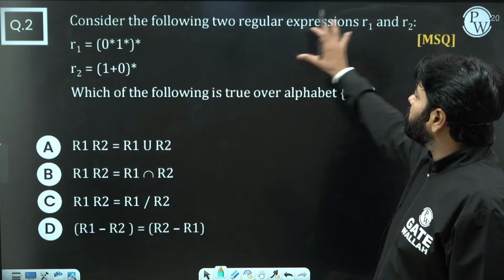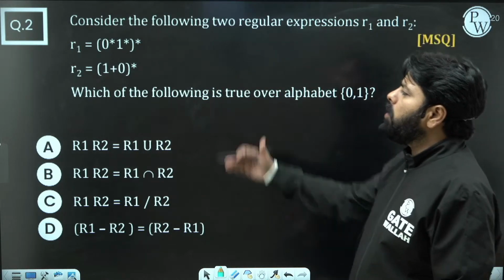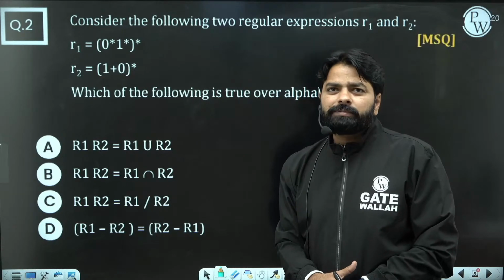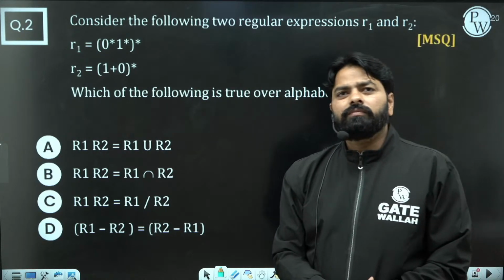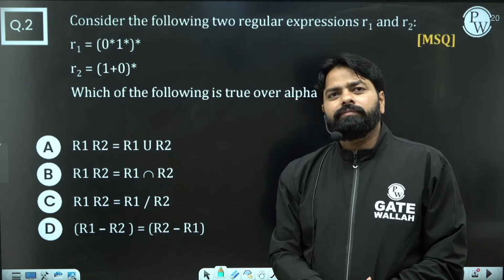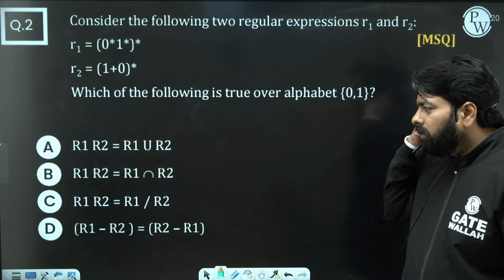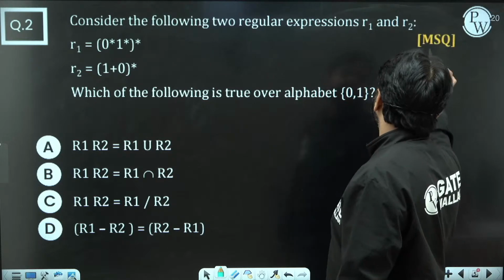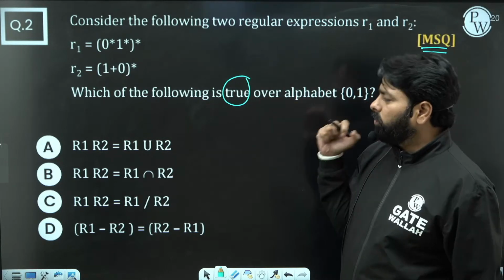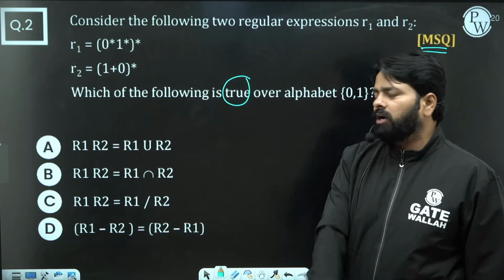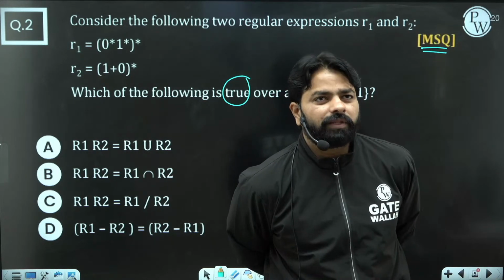So consider two regular expressions R1 and R2. There are two regular expressions given to you. Now, can you identify, again it is MSQ, which of the following is true over the alphabet 0 and 1? So, which of these options are true? Let's see, who will answer it.